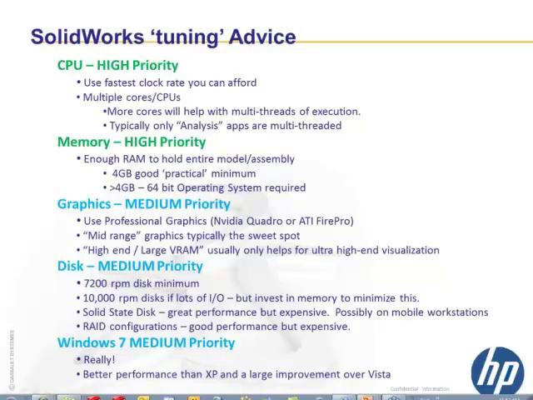From a disk standpoint, if you're going to spend money, I recommend spending it on memory and moving to a 7200 RPM drive. You really want to make sure you're working out of memory for the best performance. And I'm really encouraged that everyone is moving to Windows 7. That's really a good way to get some free performance out of your system that you're not getting if you're using XP or Vista.